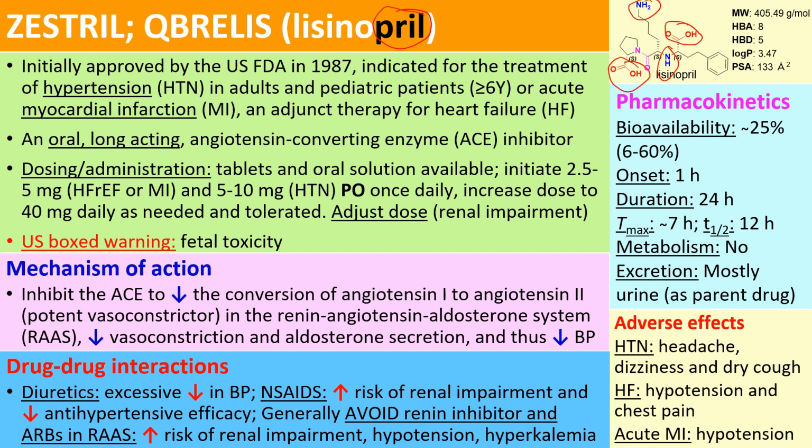The molecular weight is 405.49 gram per mole. Hydrogen bond acceptor 8, hydrogen bond donor 5, log P 3.47. Polar surface area is 133 square angstrom. So this is a small molecule, but it contains several, like 3 chiral centers. They all have SSS stereochemistry.